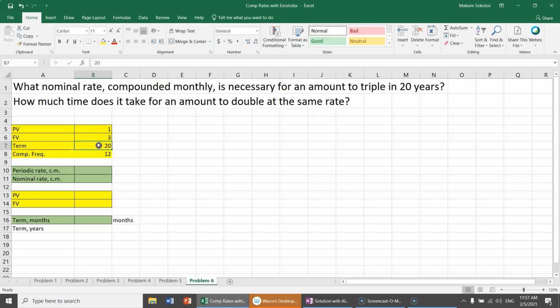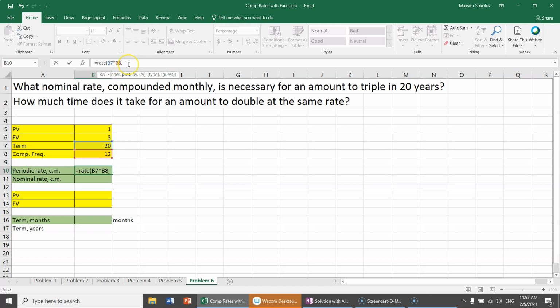The term is 20 years and the rate is compounded monthly. First, we'll be looking for periodic rate. This periodic rate is found in Excel by the function RATE. In the beginning, we'll need to find number of periods. Number of periods is, of course, the term, which is 20 years, times the number of periods per year, which is in cell B8. So B7 times B8 gives us total number of periods.